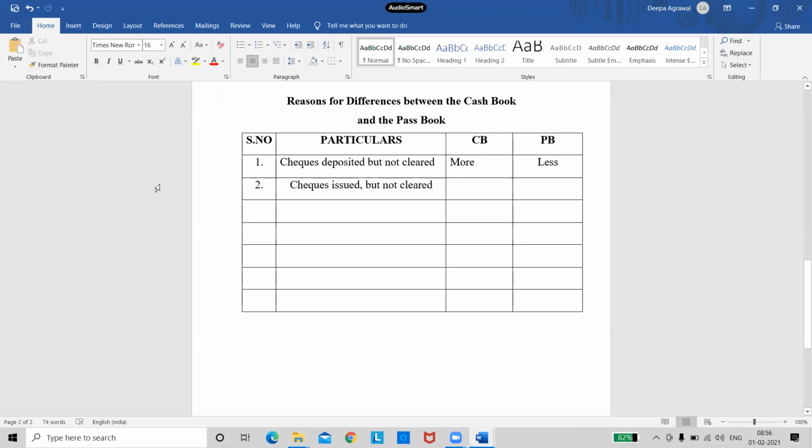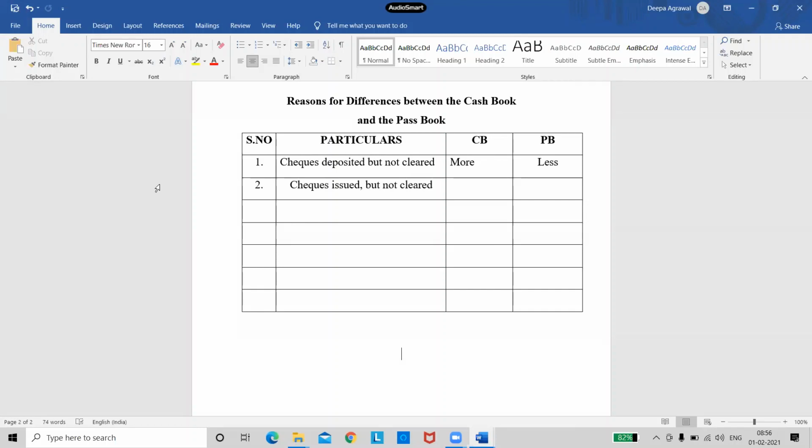Checks are issued. If I'm issuing a check, is it a receipt or a payment? Payment, ma'am. It is a payment. And when I'm issuing a check, which book will record the entry first? Ma'am, cash book. Cash book will record, because I am giving a check with my hand to someone. Cash book will record first? When will the banker record? Think and tell me, when will the banker record this entry of checks issued? Ma'am, when it is cleared.